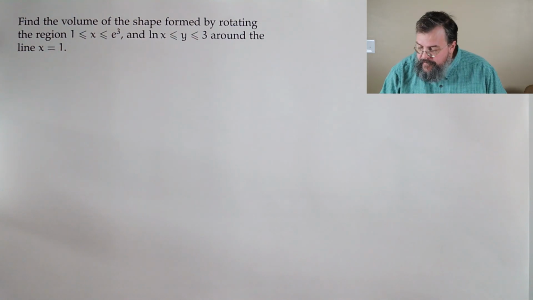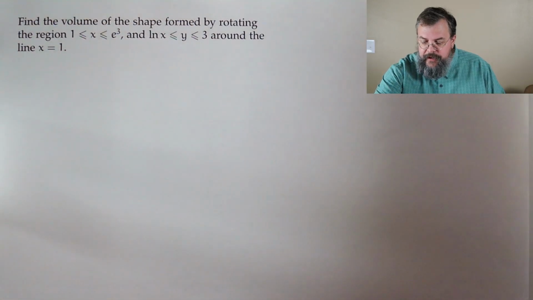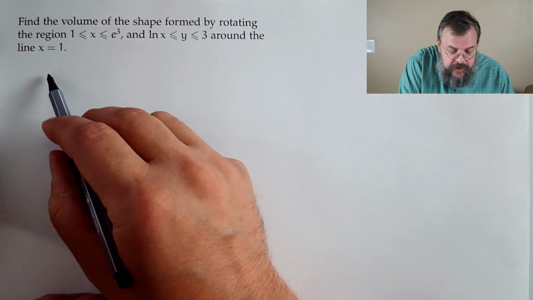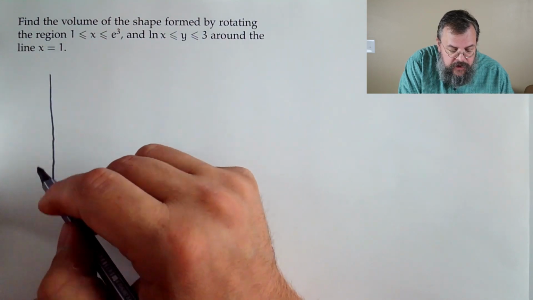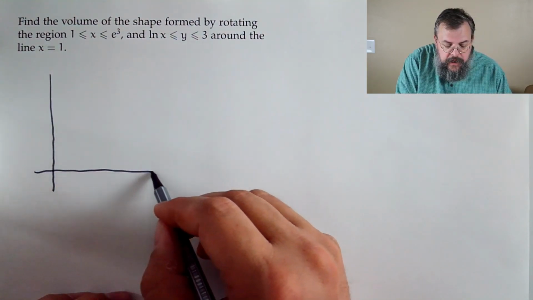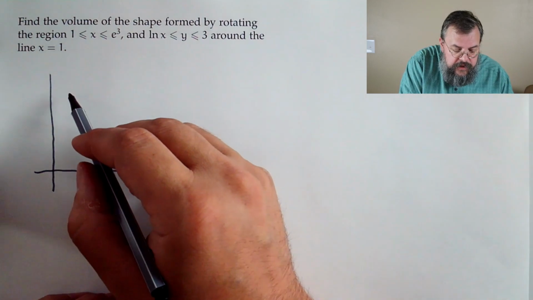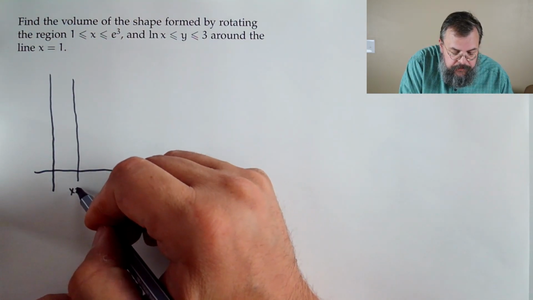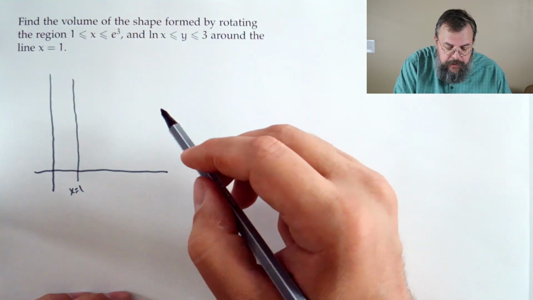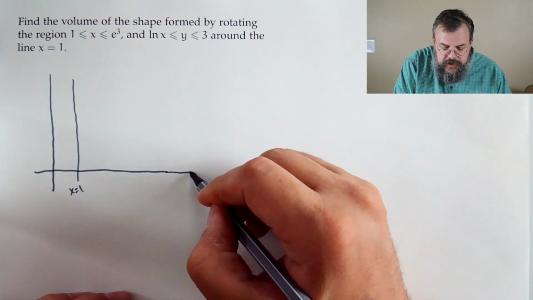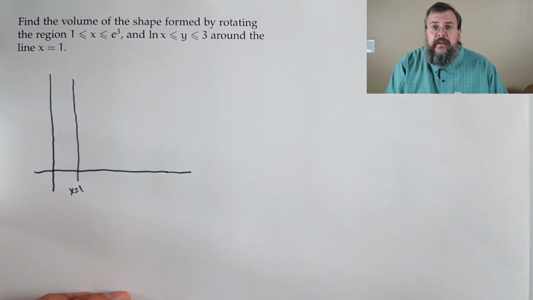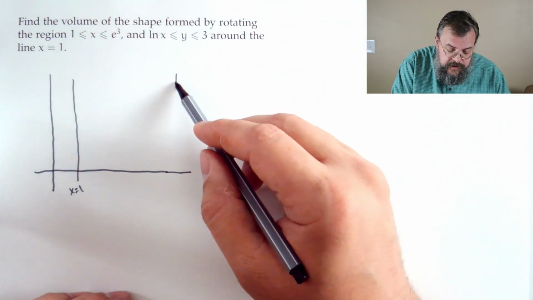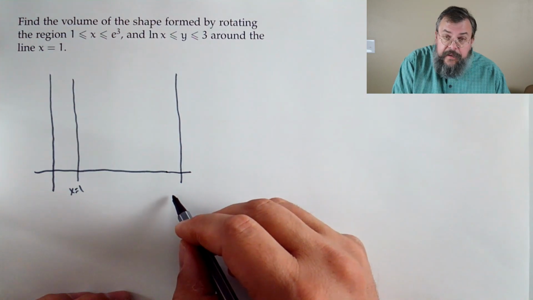What? This will be interesting. Okay, so let's think about what's going on here. So first off, let's sketch and see what we have. So we have 1 all the way up to e cubed. So let's put this as x equals 1, and x equals e cubed. I'm not sure exactly what e cubed is. It's kind of a biggish number, so let's say it's out here somewhere. It's definitely bigger than 1.